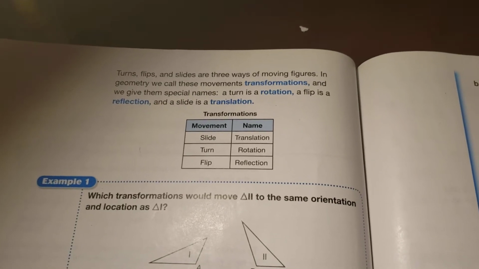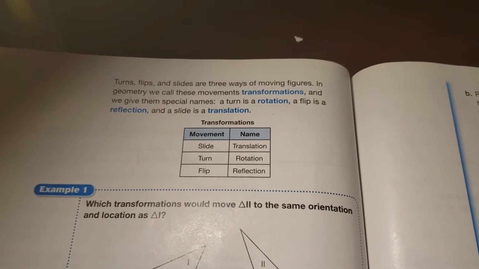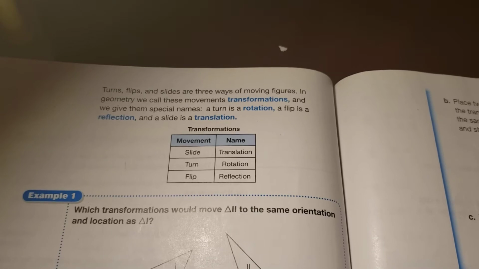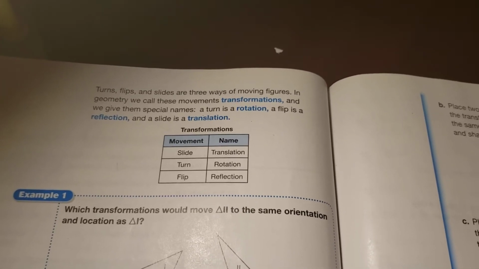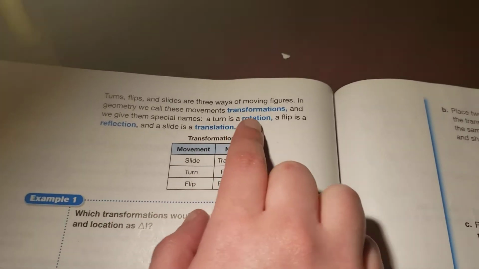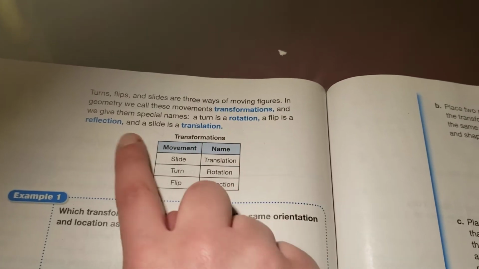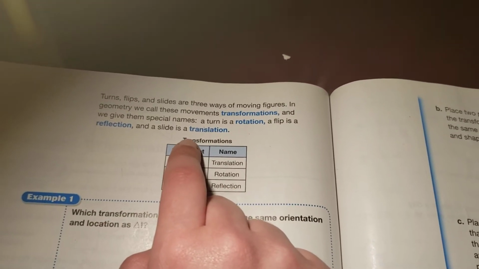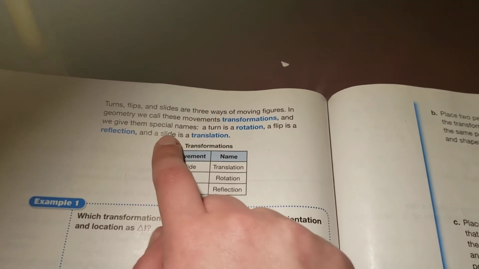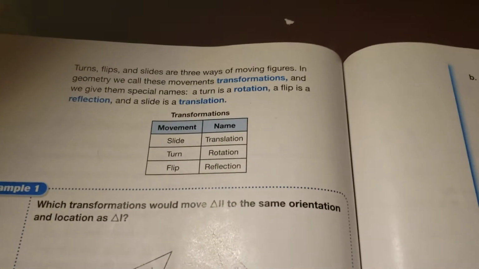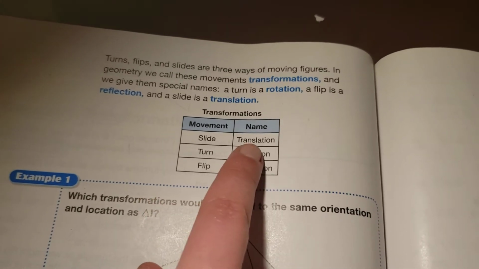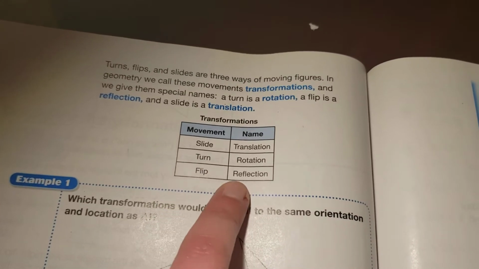So turns, flips, and slides are 3 ways of moving figures. In geometry, we call these movements transformations, and we give them special names. A turn is a rotation, so if I tell you to turn around, you do a full rotation. A flip is a reflection, so if you think about a flip being kind of like a mirror, that's why it's a reflection. And a slide is a translation. That one might be difficult to remember, but a slide, you translate it over. And if you ever forget, there's the key there for you. It tells you that slide is translation, turn is rotation, and flip is reflection.